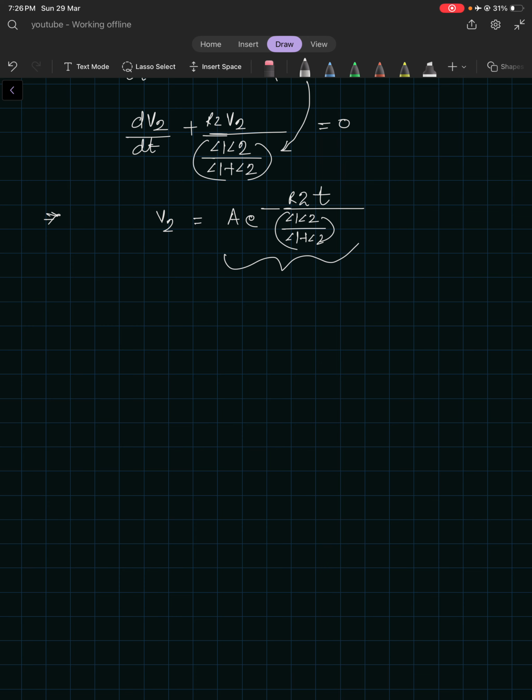Why do we need the initial condition? Because e to the power t is there, some constant and t is there. So at t equal to 0, this will become 1, right? So this expression will become 1, and we will be left only with a. That's why we need it at t equal to 0 plus.